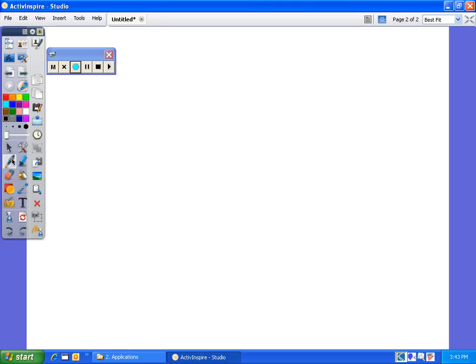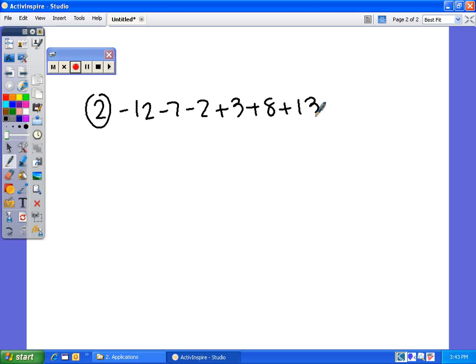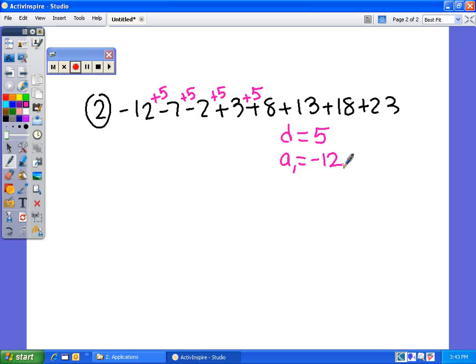Alright, number 2. The numbers here are not getting significantly higher. They're growing a little bit. So you can tell, even if you look towards the end, that this is actually adding 5 each time. So because we're adding 5 each time, we call that a difference. So our a sub 1 is equal to negative 12.